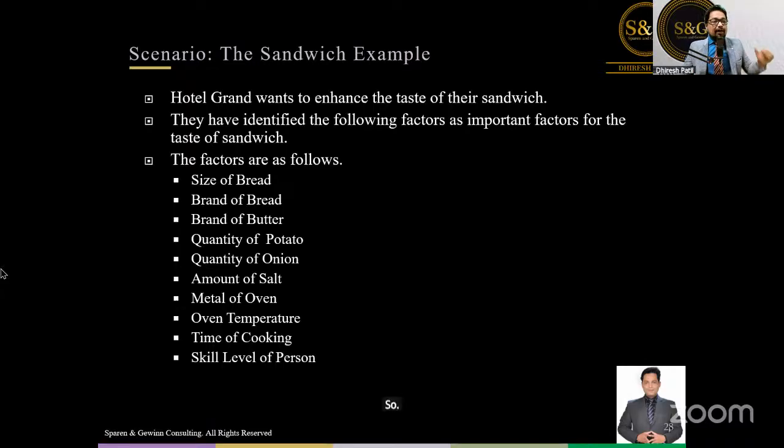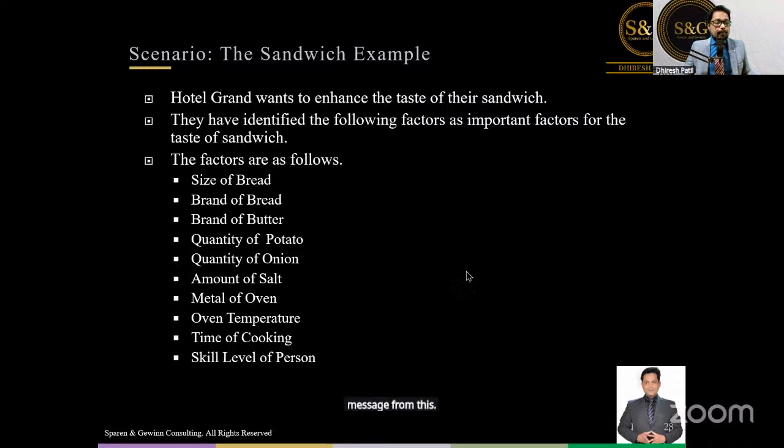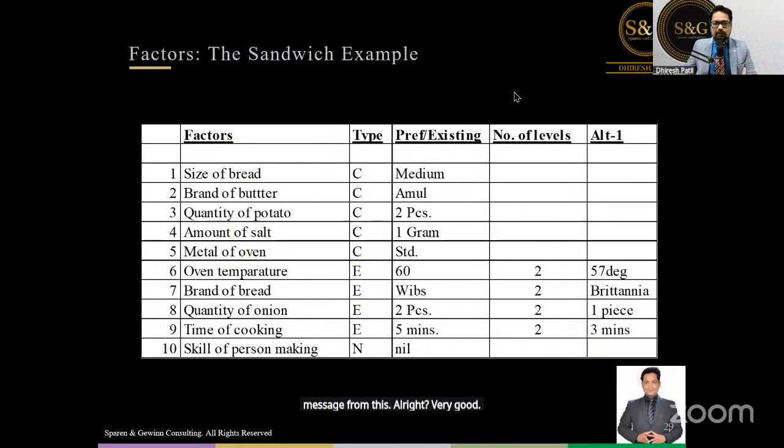So whether we have continuous data or discrete data, we can run design of experiment. That's the most important message from this. All right, very good. So after the discussion, they have decided, of course, they cannot. Now tell me, everybody has understood number of runs is equal to L raised to F.